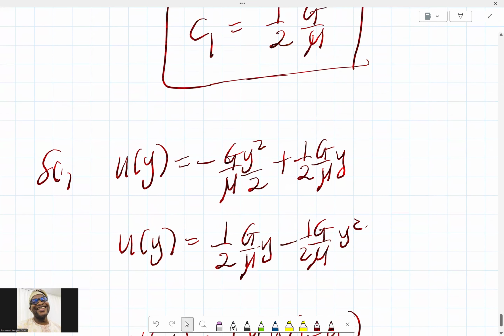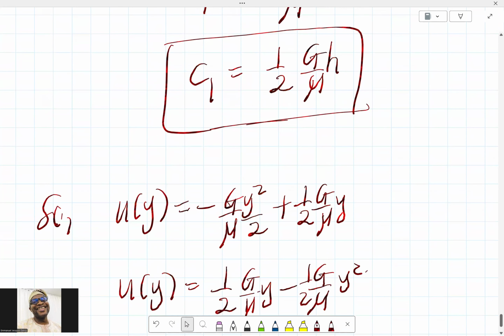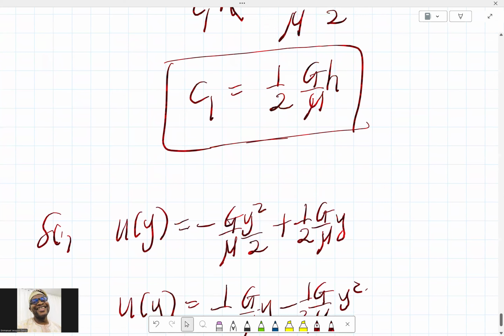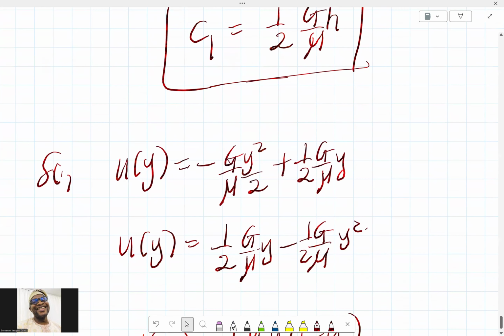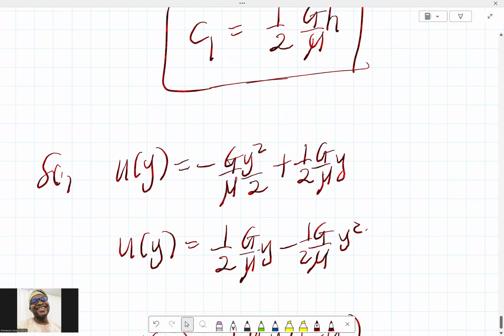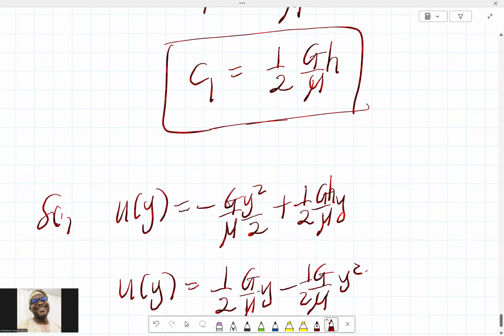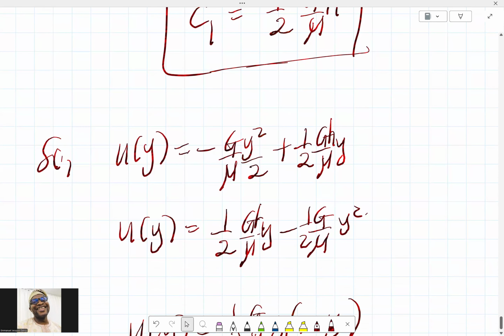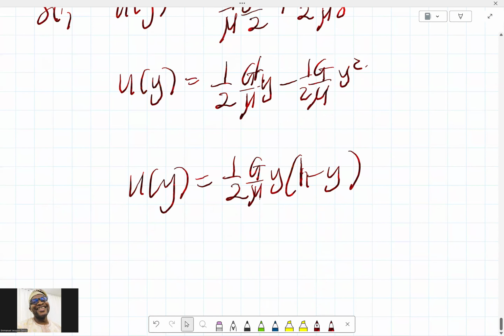Okay, I think something is not adding up. Oh yeah, I forgot this h. C1 is half G over mu h. So that's G over mu h. Yeah, so that's h minus y. This is h minus y.